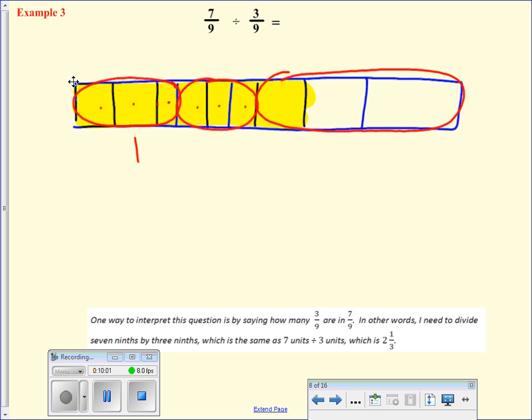But now, I still made a group of 3 because I was making groups of 3. So here's a whole group. Here's a whole group. What do I see in that group? What is that? Love all the hands in the air. 1/3. So our answer is 2 and 1/3. Let's continue.